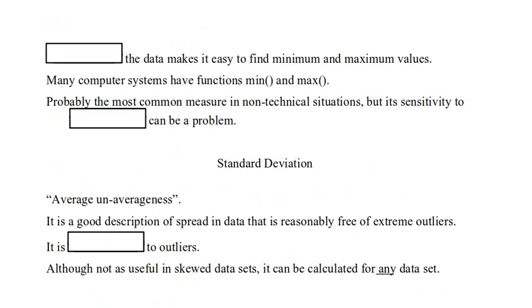So let's talk about the range. The range is found by taking the minimum and the maximum and subtracting them, and that's great if they are sorted. Sorting the data makes it easy to find the minimum and the maximum values, and very often you can do that with a function. This is great if you want a quick, rough estimate of variation, but remember, the sensitivity to outliers can be a problem.